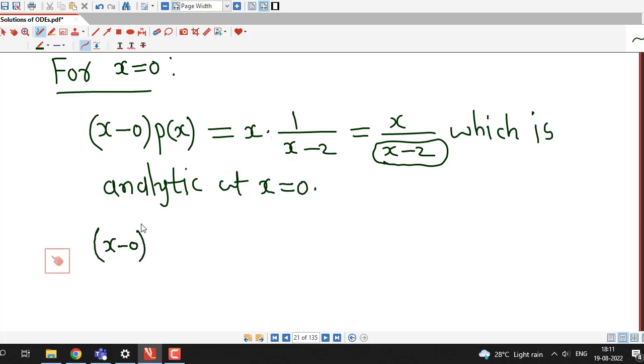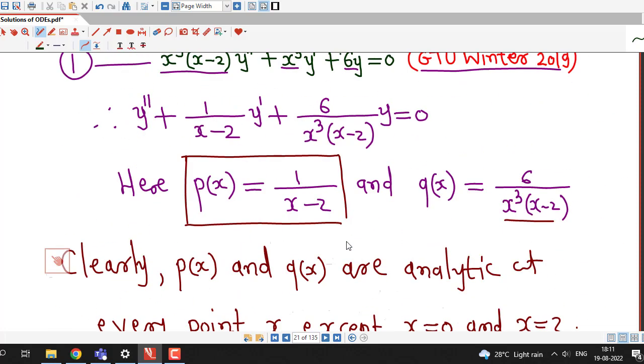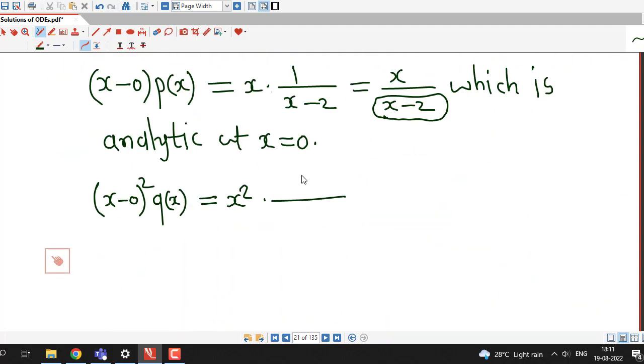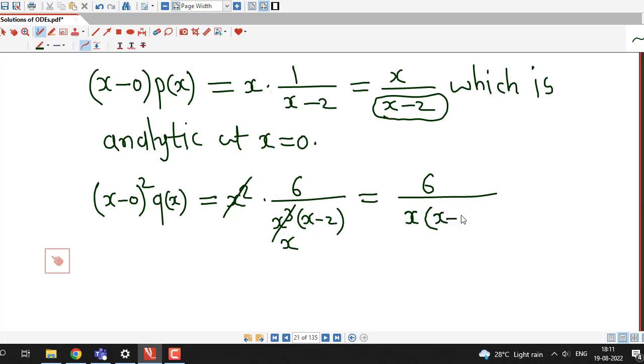Then we check for (x minus 0) square into q(x), that is x square times q(x). q(x) is 6 divided by x cube times (x minus 2). We can see this x square will cancel out here, but we will have one x in the denominator. This is 6 divided by x into (x minus 2). Now this denominator becomes 0 if x equal to 0 as well as x equal to 2.